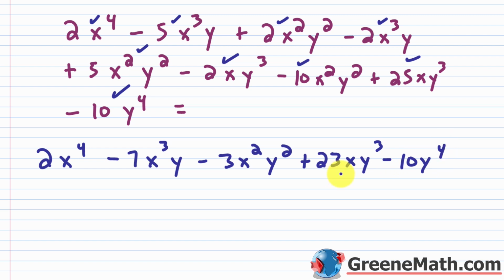So again, this is my version of standard form that I've come to understand. If you have a different way to list things, that's really up to you. I've never seen a teacher mark points off when two variables are involved. So we have 2x to the 4th power minus 7x cubed y minus 3x squared y squared plus 23xy cubed minus 10y to the 4th power.